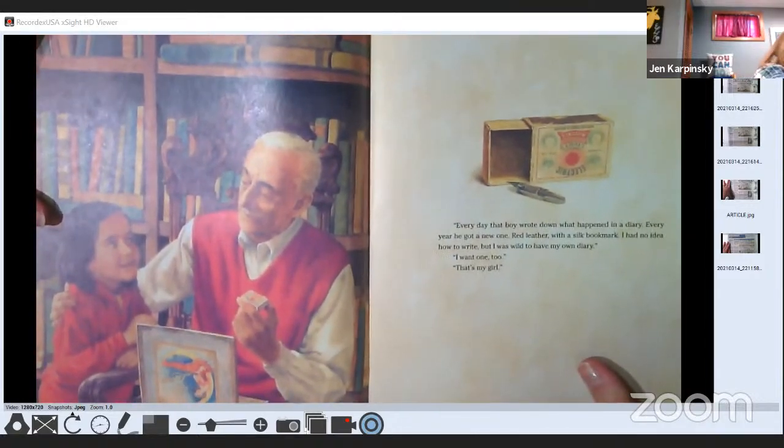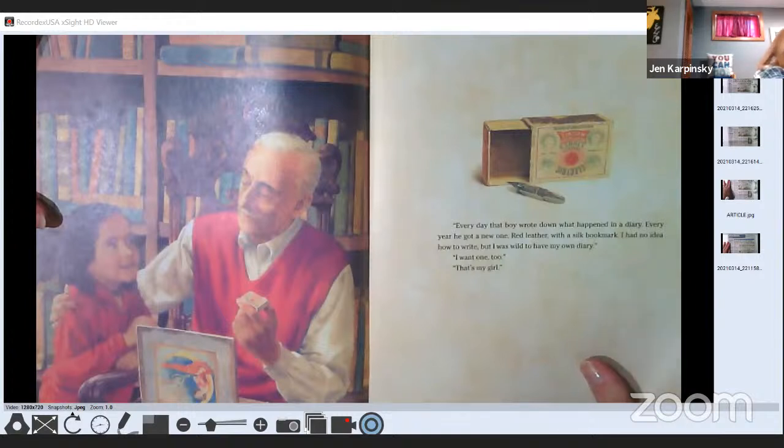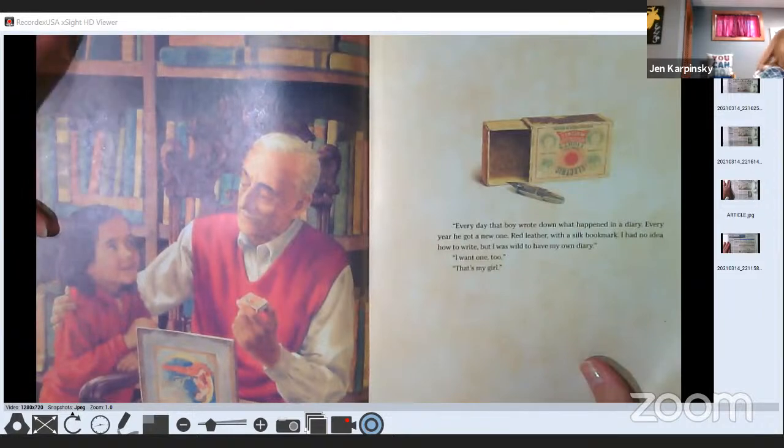Every day, that boy wrote down what happened in a diary. Every year, he got a new one, red leather with a silk bookmark. I had no idea how to write, but I was wild to have my own diary. I want one too. That's my girl.